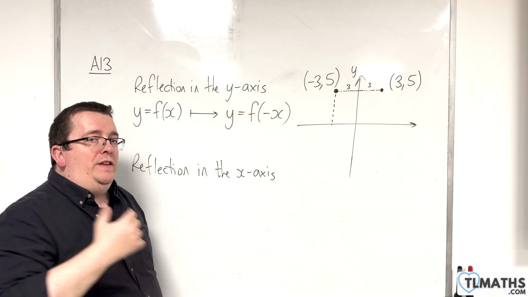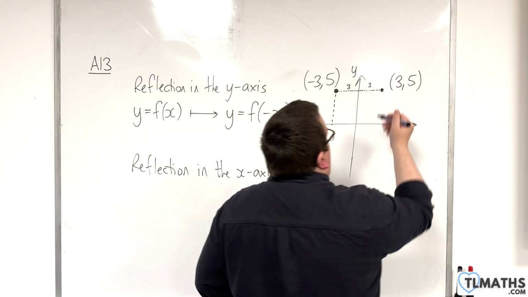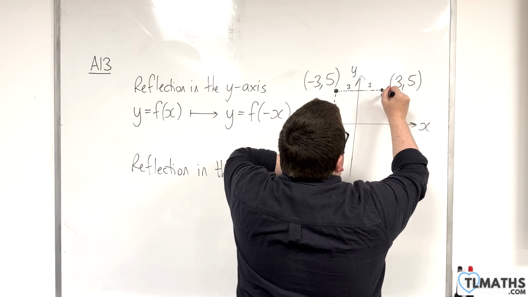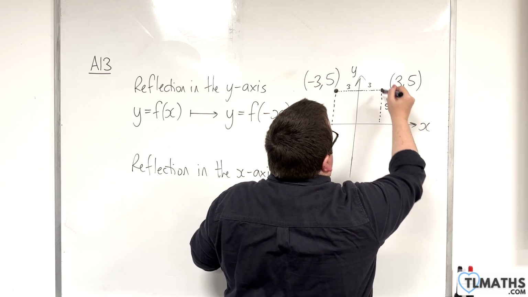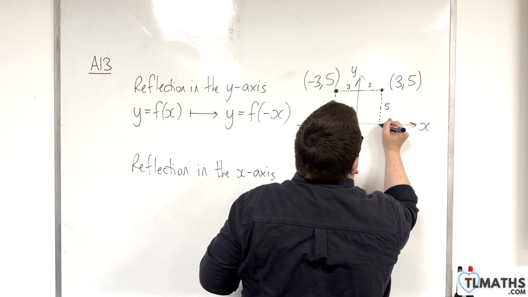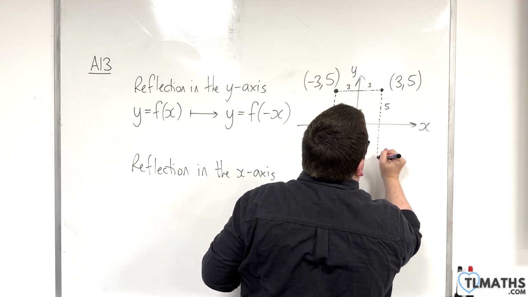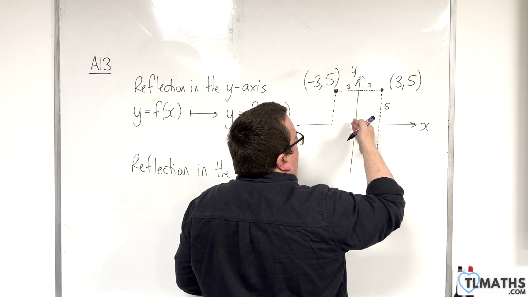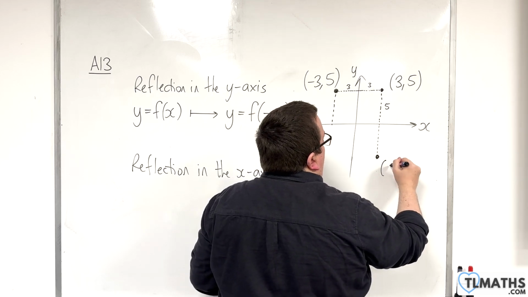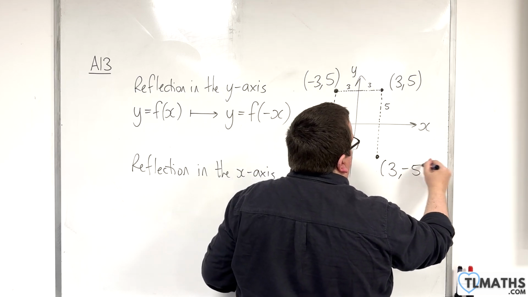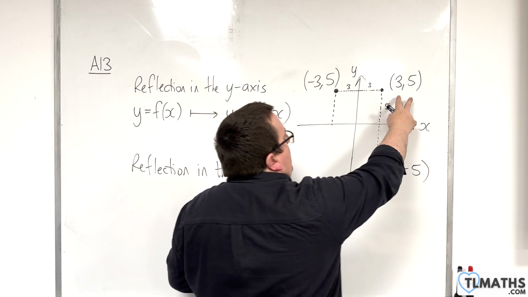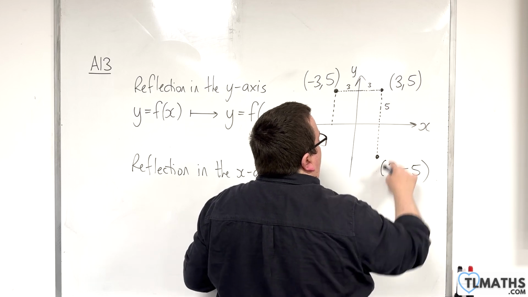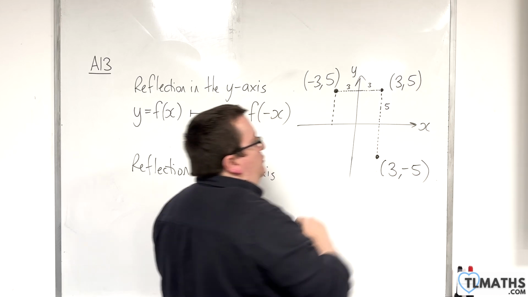If we consider reflection in the x-axis, then our point here, if it's reflected in the x-axis, is already 5 units away from the mirror line, and so it will appear 5 units away from the mirror line below the x-axis. So this is 3 along, 5 down. So that has the coordinates 3, -5. So if you compare going from 3, 5 to 3, -5, the x's have stayed the same, but the y's have now changed sign.